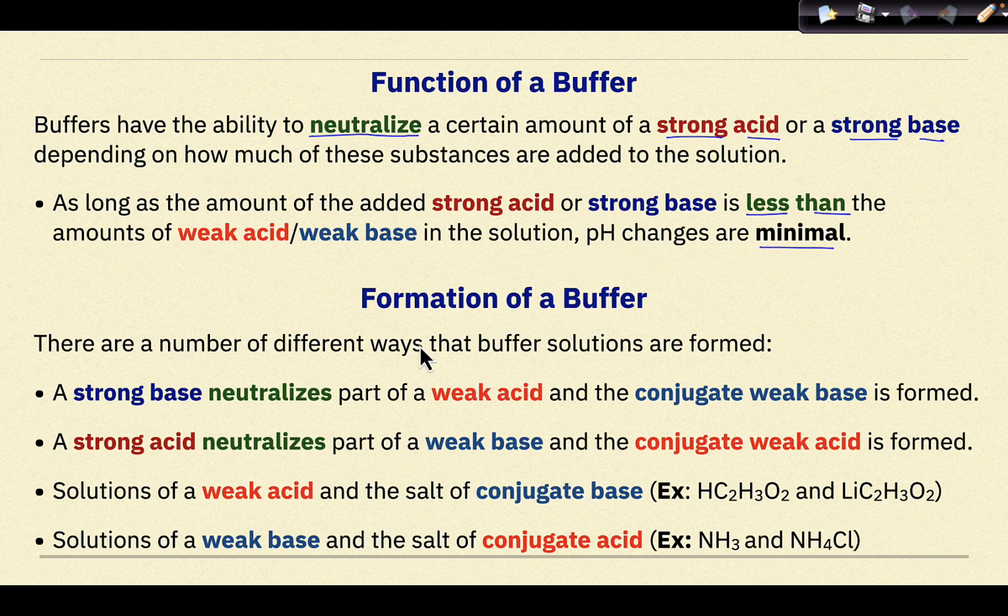Formation of a buffer. There are a number of different ways that buffer solutions are formed. The first is a strong base neutralizes part of a weak acid, and as a result, the conjugate weak base is formed. A strong acid neutralizes part of a weak base, and the conjugate weak acid is formed. Solutions of a weak acid and the salt of a conjugate base are combined together. Solutions of a weak base and the salt of a conjugate acid.